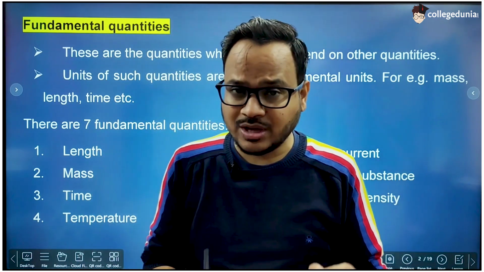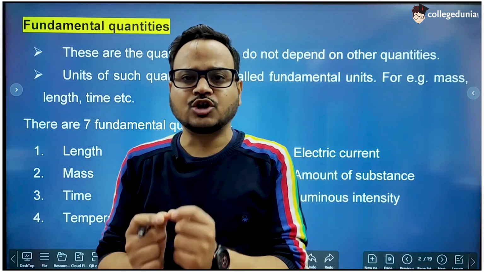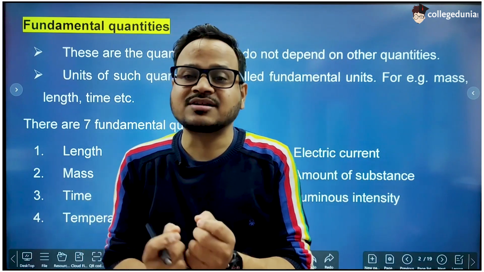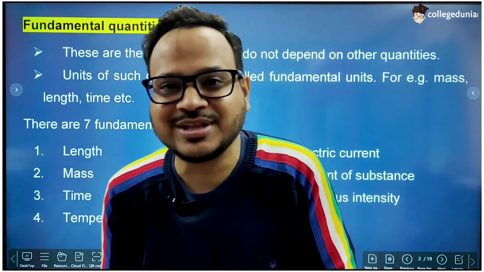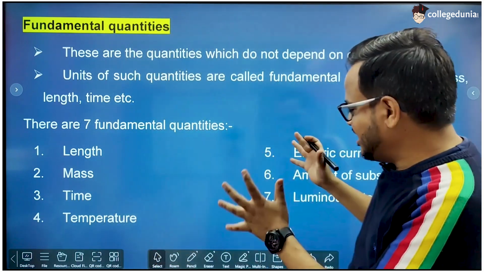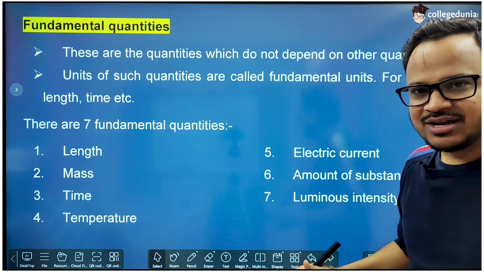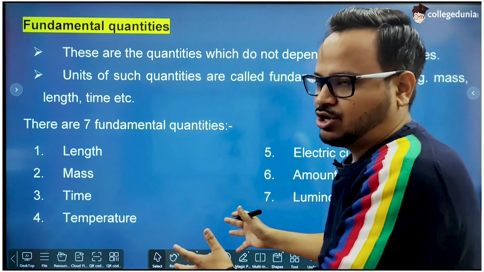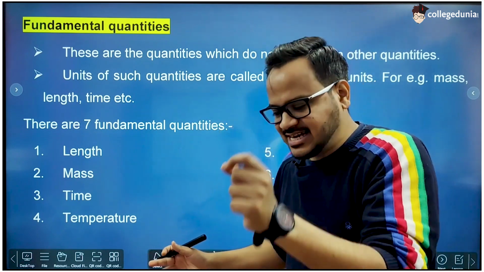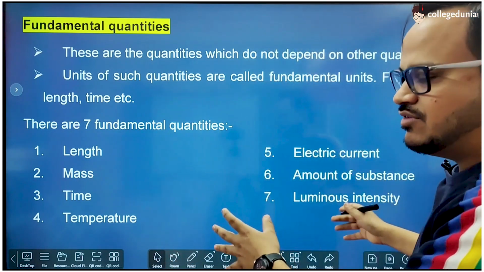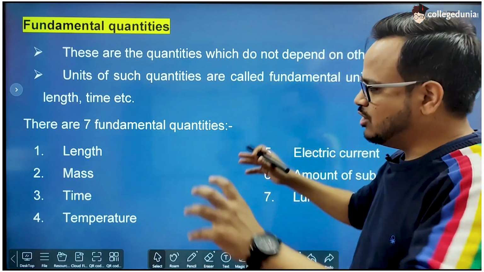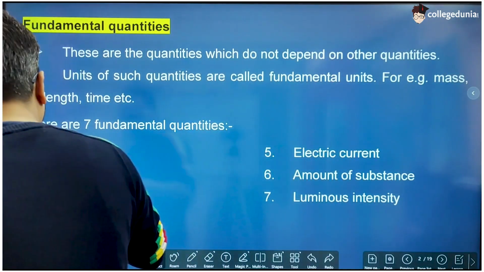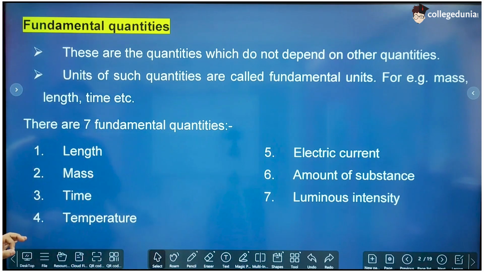As I told you, we are going to study almost 150-200 physical quantities, but it is very interesting, or shocking, to know that we have only 7 fundamental quantities. Numerous other quantities depend only on a combination of these quantities. Each and every quantity, except these 7, depends on these quantities, right? So these are the 7 quantities which do not depend upon other quantities.